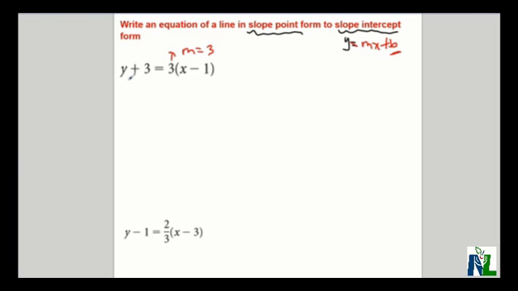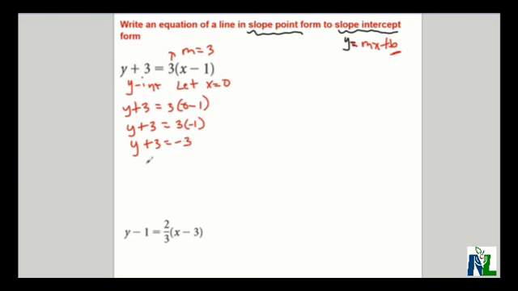When we're looking at any equation in any form, the y-intercept can be found by letting x be equal to 0. So in this case, we have y plus 3 is equal to 3 times 0 subtract 1. Y plus 3 is equal to 3 times negative 1. Y plus 3 is equal to negative 3. Y equals negative 3 subtract 3, which equals negative 6. That means our y-intercept b equals negative 6.